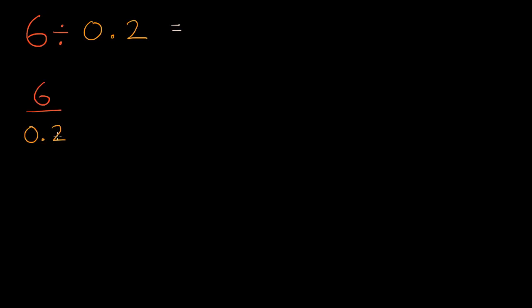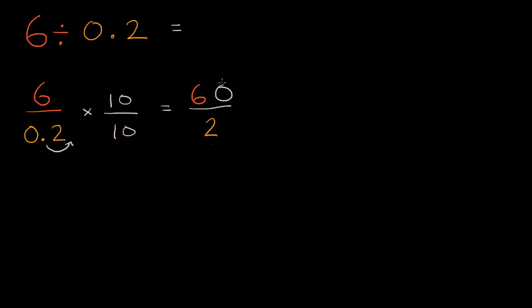And if you want to get rid of the decimal on the bottom, we have 2/10. Well, we can multiply the bottom by 10. But if we multiply the bottom by 10, we need to multiply the numerator by 10. So essentially we're multiplying this fraction times 10/10, which is just multiplying it by 1, so it doesn't change its value. So this is going to be equal to 60 over 2/10 times 10. That's going to move the decimal 1 to the right, and that's just going to be equal to 2.